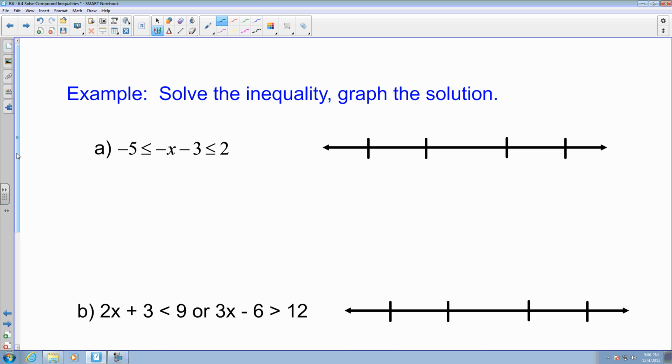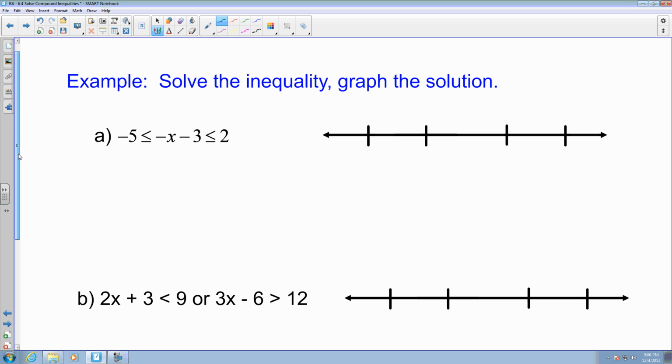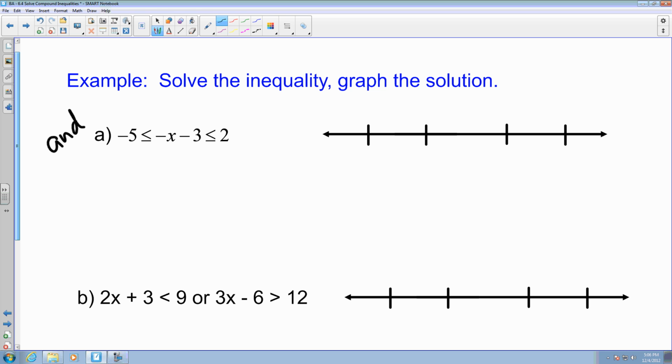So let's take what we've learned from and or statements and apply them to solving inequalities and also graphing the solution. So I have A, which is an and statement right here, because that's one way to write an and statement. If you remember, we keep that in mind when we graph it, our shading should be in the middle. So let's make sure that that holds true. So I have -5 is less than or equal to -x minus 3, which is also less than or equal to 2.